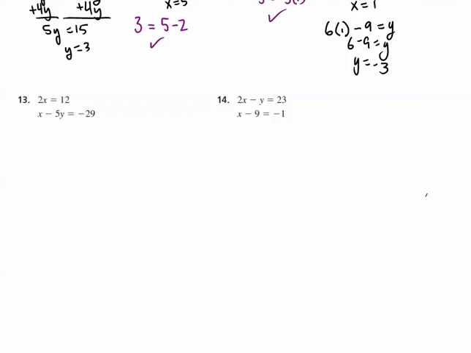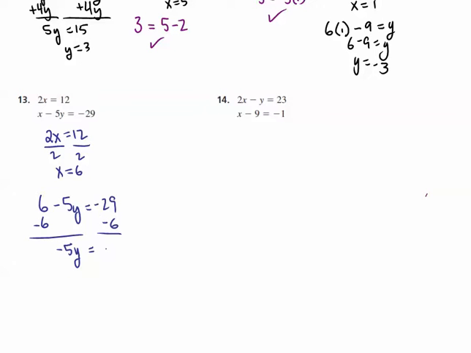All right, so here in the first equation, note that we don't have a y value. We can simply solve that for x. So if 2x is equal to 12, then we know that x has to equal 6. We plug that into the second equation. 6 minus 5y is negative 29. We can get rid of that 6 by subtracting it from both sides, leaving negative 5y is equal to negative 35, dividing by negative 5, and we get y is equal to 7.